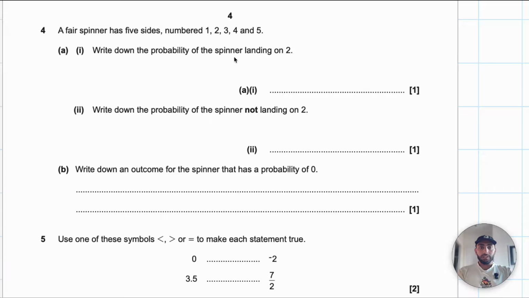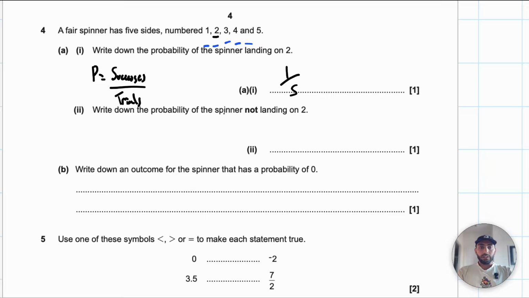Question 4. A fair spinner has 5 sides numbered 1, 2, 3, 4, and 5. Write down the probability of the spinner landing on 2. So for probability, we're looking for the amount of successes over the amount of trials. Here, there's just one possibility of getting a 2. And the amount of trials, how many are there? There's 1, 2, 3, 4, 5. So it's over 5.